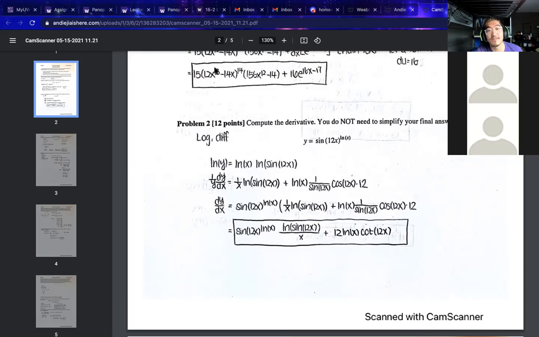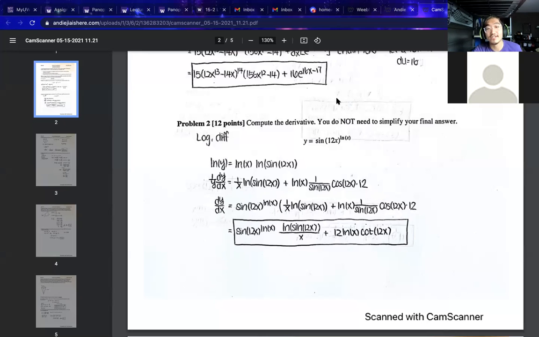Actually, this is already being recorded, so it will be posted later. I already hit the record button, so it's already recorded. No problem if you miss it, because this is recorded. We'll post it by tonight. And you get this 1 over y times y, it will cancel and you'll have 1 here. So dy over dx will be sine of 12x to the power ln x times this whole stuff. Then this is your final answer.